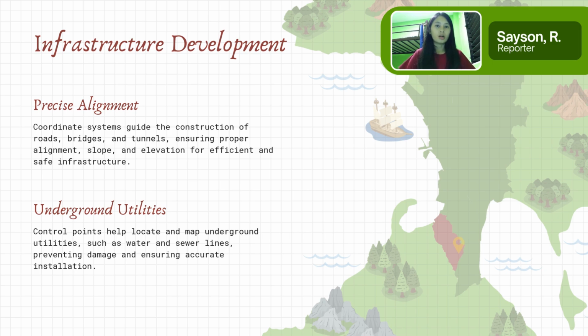Control points also help locate and map underground utilities, such as water and sewer lines, preventing damage and ensuring accurate installation. So before digging for a new sewage system, workers use coordinate systems to map existing underground pipelines to avoid breaking water supply lines.